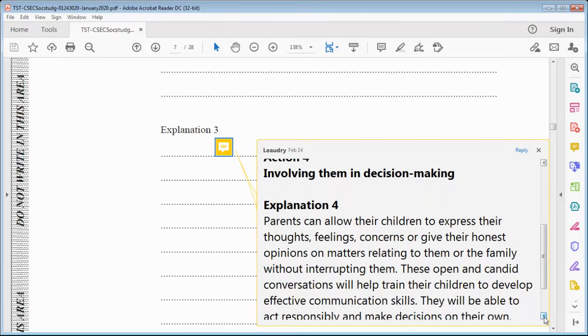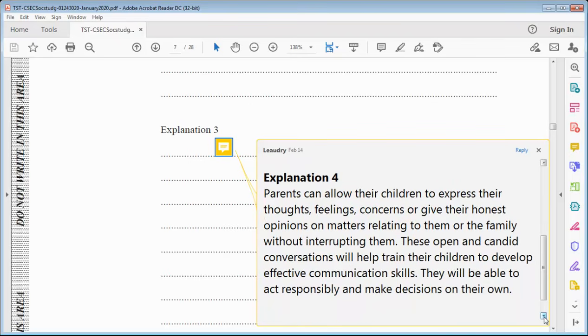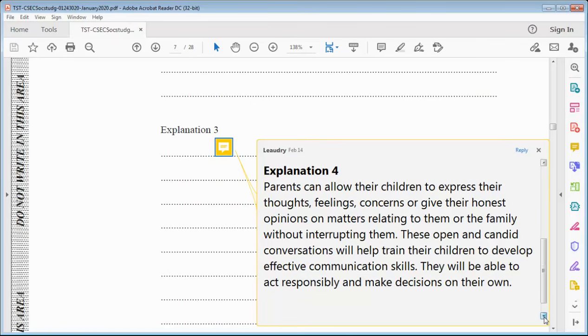These open and candid conversations will train their children to develop effective communication skills, and so they will be able to act responsibly and make decisions on their own that would result in the benefit of them, their family, and in turn can make good decisions that can be beneficial even to the society.